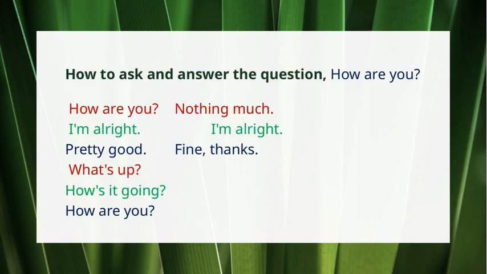Now let's look at some common ways to ask and respond to the question, "How are you?" When someone asks you, "How are you?" there are a few typical responses you can use, depending on how you're feeling or the context. For example, you might say, "Nothing much," which is a casual way of saying you're doing okay and not experiencing anything special. Or you could say, "I'm all right," which is a simple, neutral response that shows you're doing fine. Another common reply is "pretty good," or simply "fine, thanks," which indicates you're doing well and appreciate their concern. On the question side, you might hear or use phrases like "what's up?"